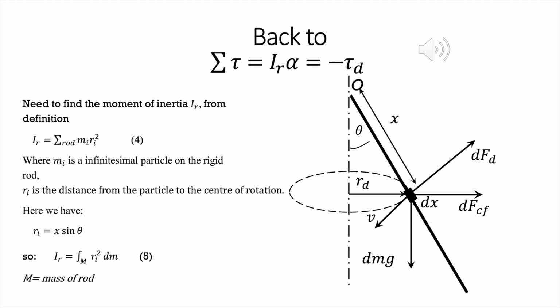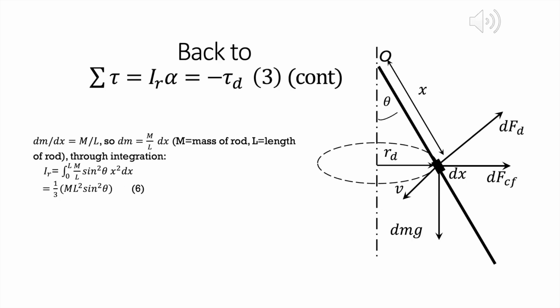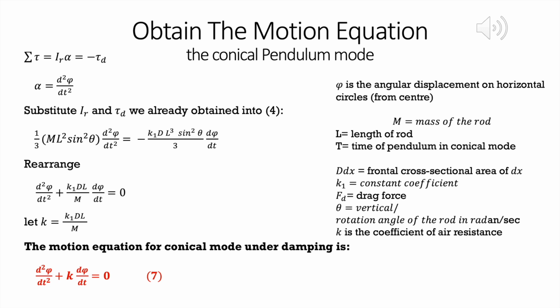We already know the torque of drag, but we still have to know the moment of inertia and alpha. Then, using methods of integration, an expression for the moment of inertia is found as equation 6. After substituting the moment of inertia, alpha, and also the torque of drag, equation 7 is found.